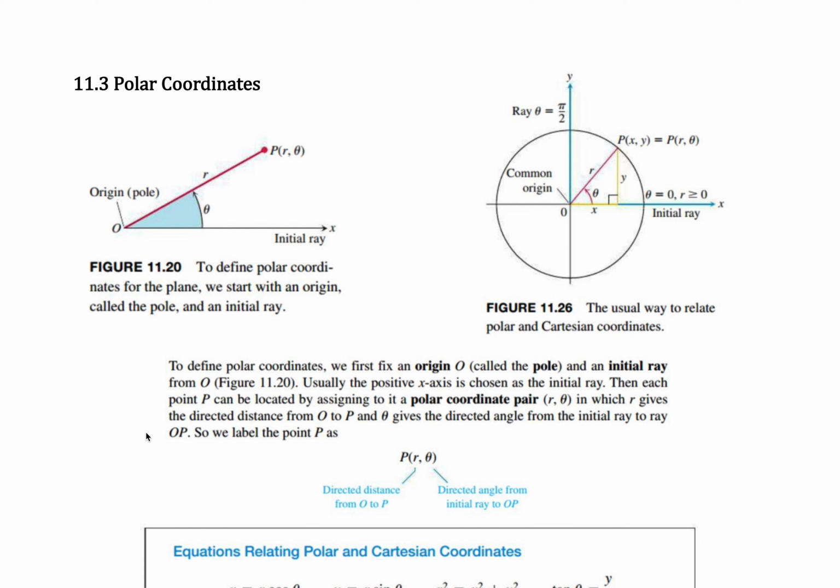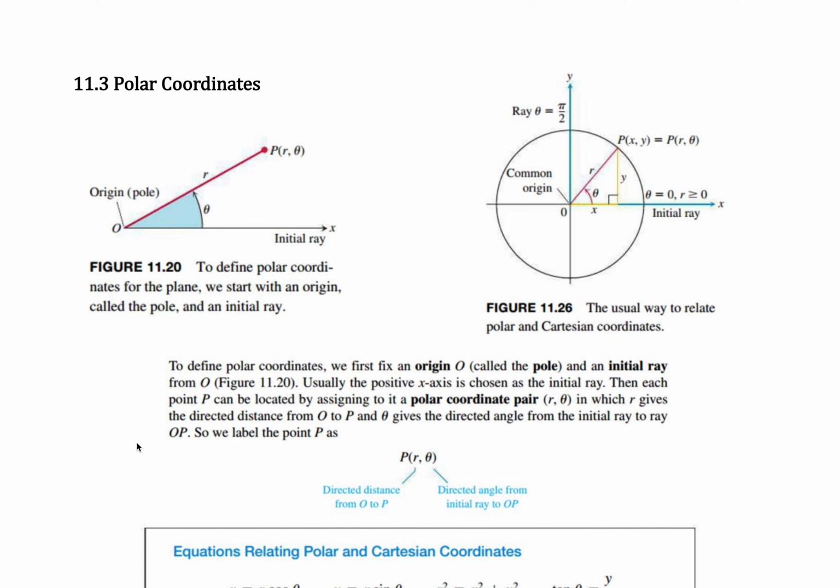To wrap up our unit, we're going to look at section 11.3, which deals with polar coordinates. And if you've taken a trigonometry class before, you've most likely dealt with polar coordinates in the past. But if you have not, or if you need a refresher, I'm going to just briefly go over how these points work.